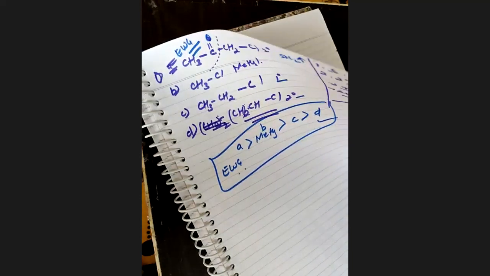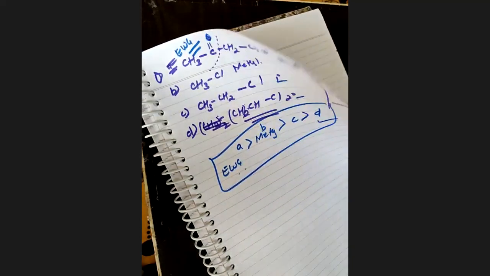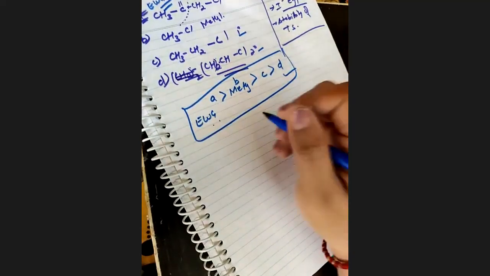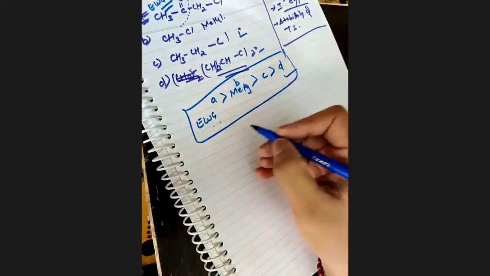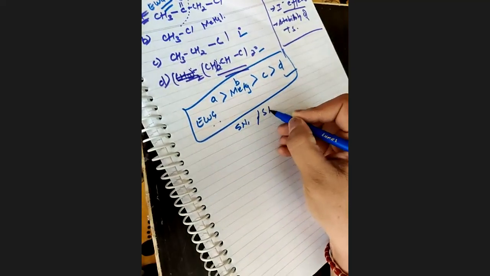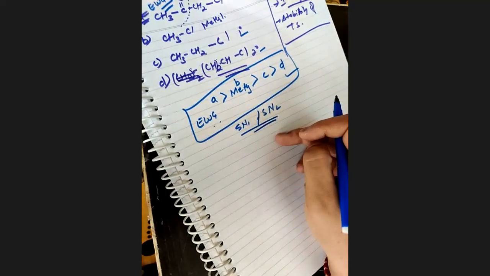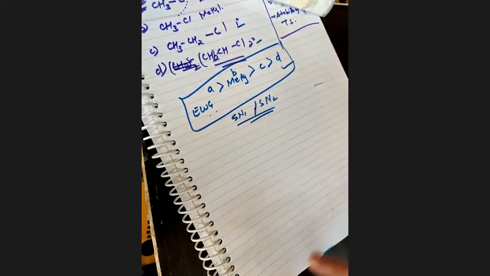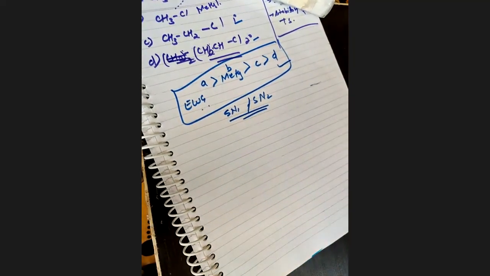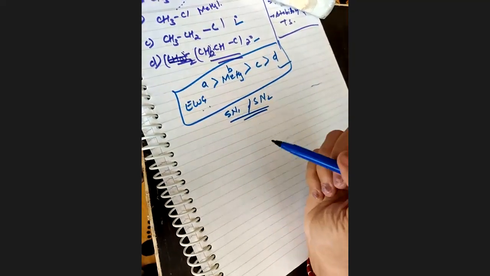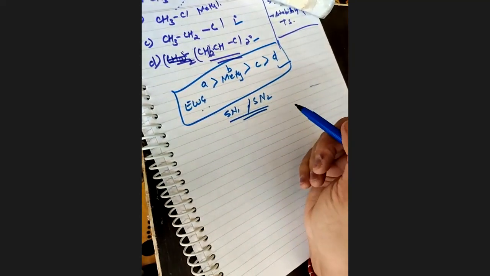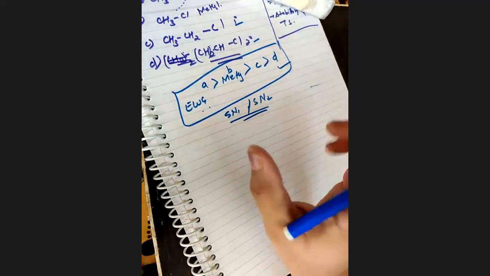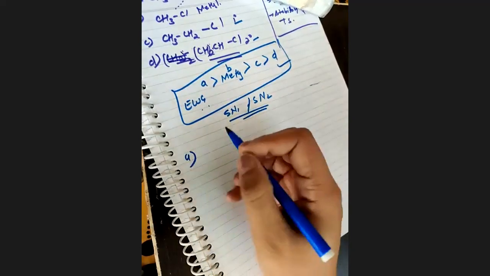Let's move to the exceptions. Sometimes we get some important questions in which the compound shows both SN1 as well as SN2. At that time it becomes quite difficult for us, not impossible, nothing is impossible, to discriminate which one shows SN1 and which one shows SN2. So let me give you some questions.